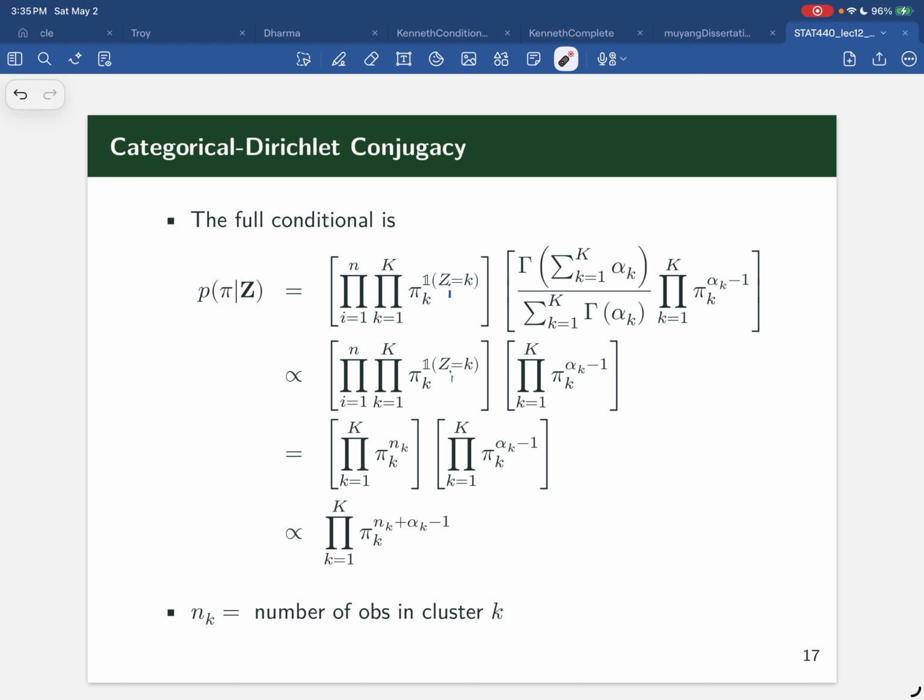What I have here is a pi_k to the stuff and a pi_k to the stuff, so I can write that as pi_k to the stuff plus stuff. What we see is this looks like the kernel of a Dirichlet density. It looks like something of this form, it's just missing its normalizing constant. So what we've done is we've shown that the Dirichlet is conjugate for the categorical random variable.